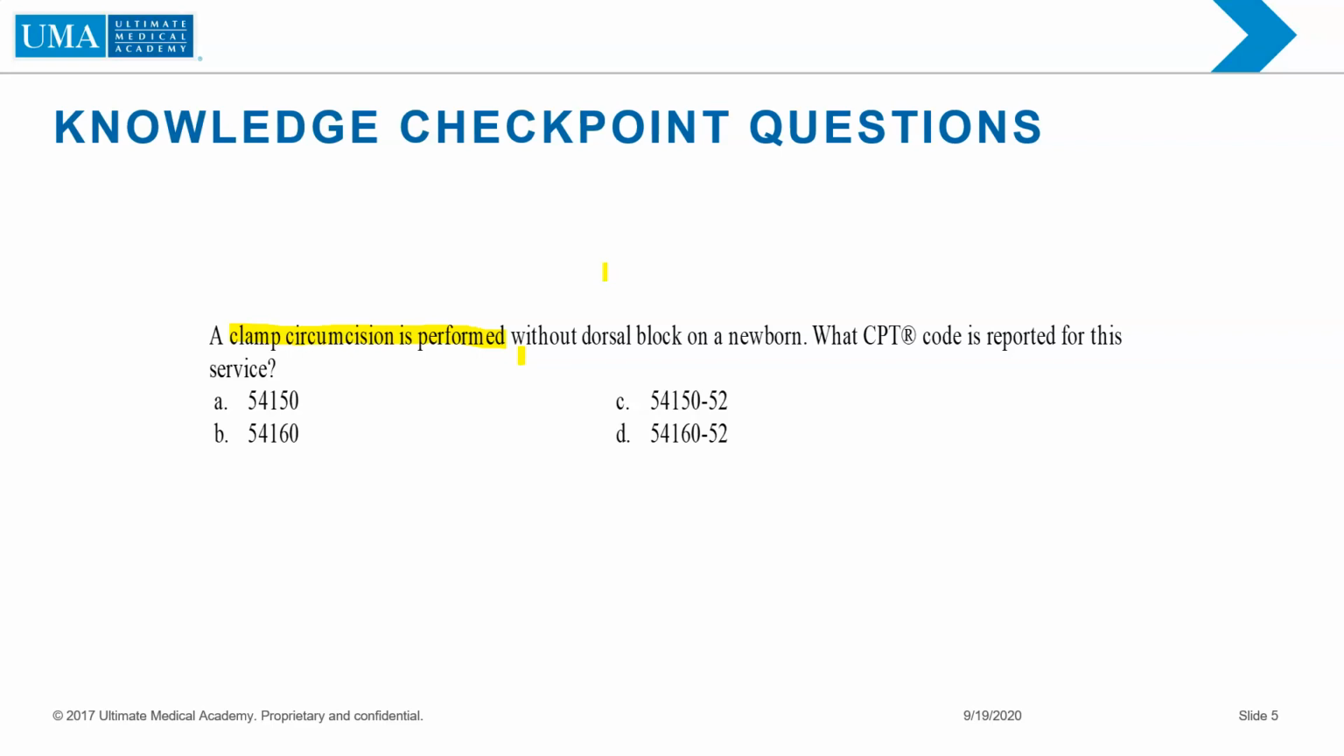Okay, so let's look and see what 54160 states. Circumcision surgical excision other than clamp, but this one said it was a clamp circumcision. This one says other than clamp device or dorsal slit, neonate 28 days of age or less. So that would be neonate, right? And it also said neonate, and this one said newborn. So neonate and newborn.